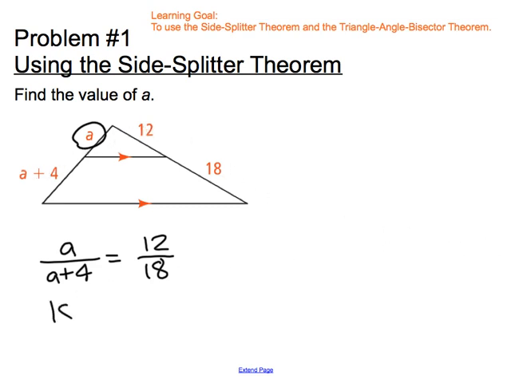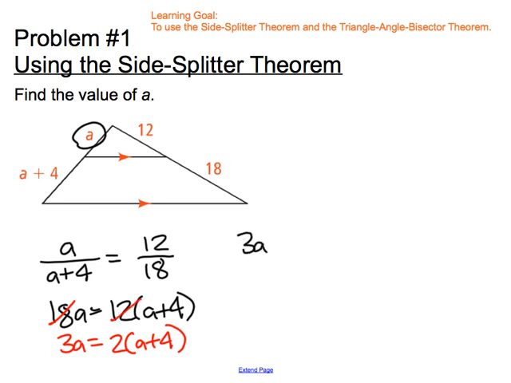Cross multiplication here gives me 18 times A, which equals 12 times A plus 4. Both coefficients have a factor of 6, so I'm going to write this as 3 times A equals 2 times A plus 4.